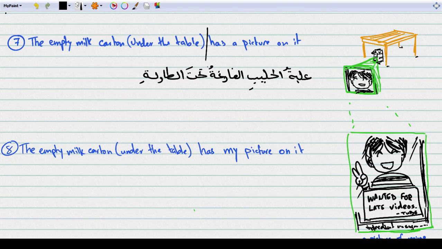And I'll put this in parentheses. Okay, so now we translate the next one. Has a picture on it. So I'm gonna translate it first and explain. علبة الحليب الفارغة تحت الطاولة عليها صورة.